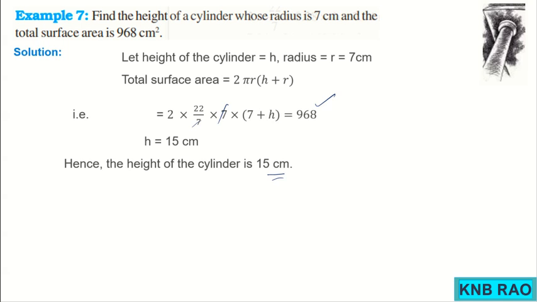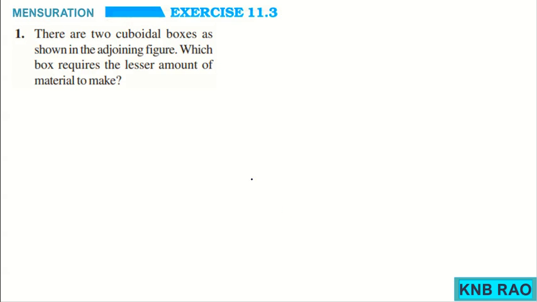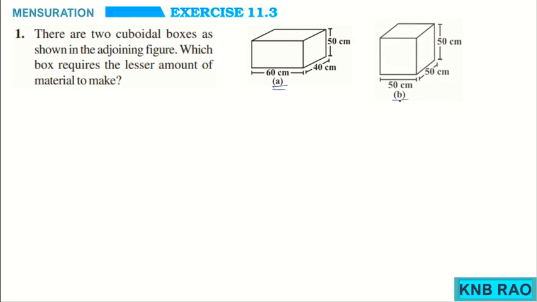Children, moving on to the exercise questions, let me solve at least 1 or 2 questions of exercise 11.3. In exercise 11.3 there are 10 questions, we will solve them one by one. Coming to question number 1, there are 2 cuboidal boxes as shown in the adjoining figure. Let me show you the figures. This first figure is lettered as A, and another figure is lettered as B.